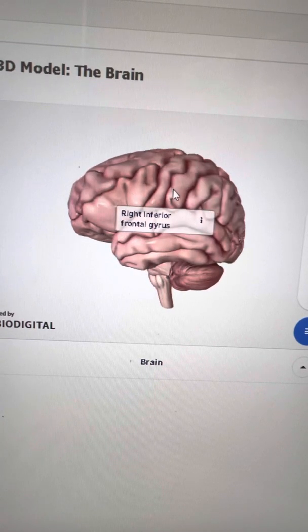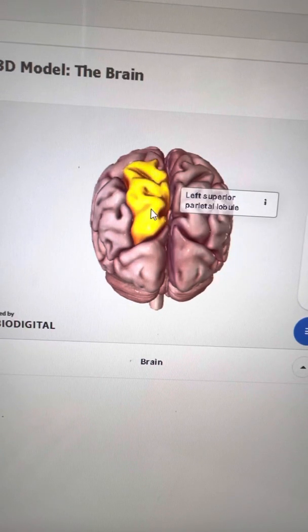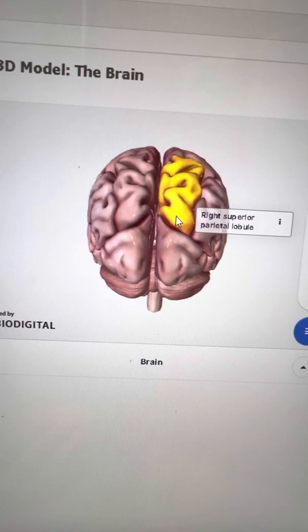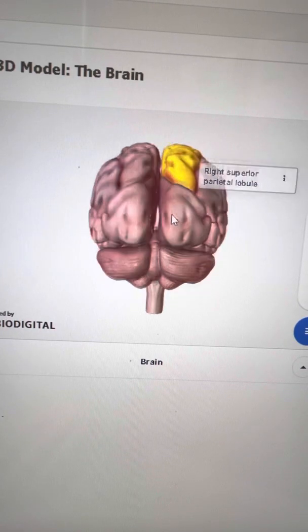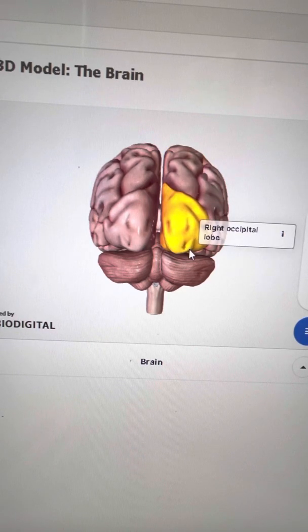Now the parietal lobe, let's go back here. Left superior parietal, now this is from the back. So the left superior parietal lobe, right superior parietal lobe. The parietal lobe processes information about temperature, taste, touch, and movement. While the occipital lobe, which is here, we're still in the back, right occipital lobe. This lobe is primarily responsible for vision.